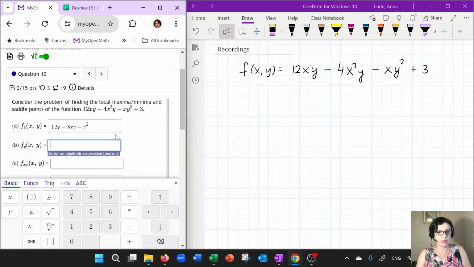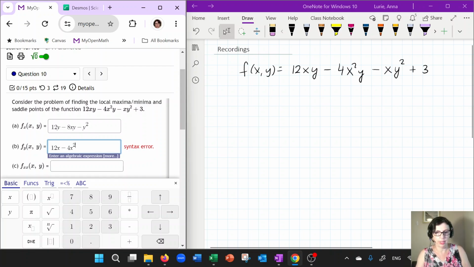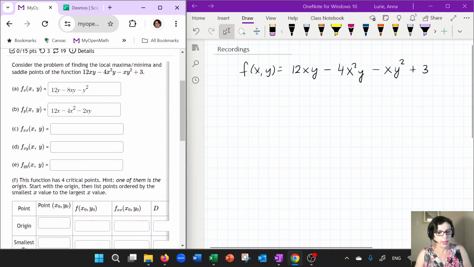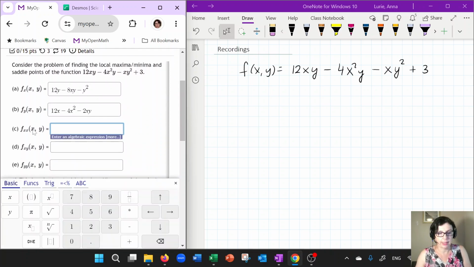Okay, so next, the derivative with respect to y. For the first part, that's going to be 12x, because x is a number, and the derivative of y is 1. Minus 4x squared y. Again, y is a number, so 4x squared we keep. And then minus xy squared: x is a number, and the derivative of y squared is 2y. Okay, so that's that.